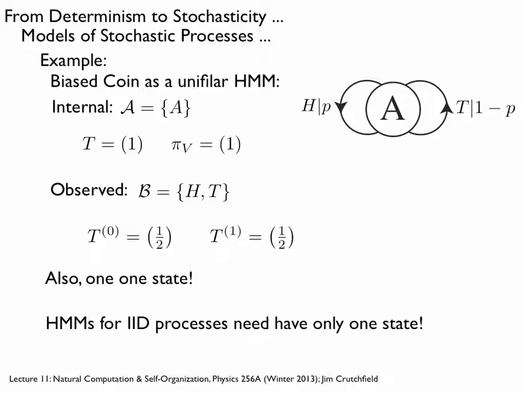Biased coin as a unifilar hidden Markov model. I can also do it with a single state. Well, I guess I forgot to point out, why is this unifilar? Same argument as for the fair coin. If I know the state I'm in, and I know what the symbol is, I know what state I'm going to. Trivial observation. But now the biased coin is, in this presentation, very simple. It also has just a single state. It just turns out having a single state is reflecting the fact that it's an IID process.